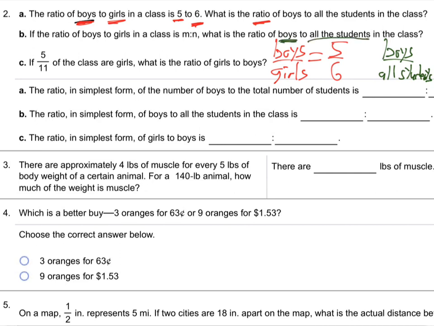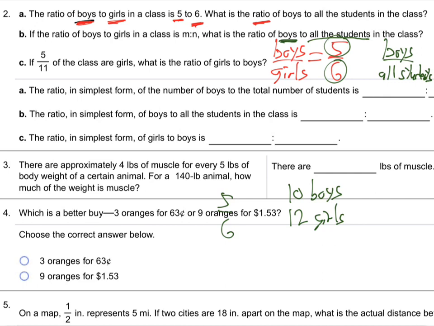So boys to all students. How am I going to do that? How am I going to do all students? You add the boys and the girls together. That makes sense? If there's 5 boys for every 6 girls, that doesn't mean there's exactly 5 boys in the class and exactly 6 girls. There could be in the class, for example, 10 boys and 12 girls, right? That's the same as 5 to 6. It's just doubling the top and the bottom, huh? That's the same ratio. You could reduce it. It would be back to 5, 6, right?